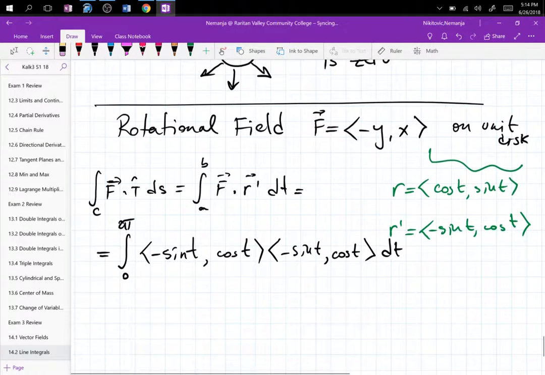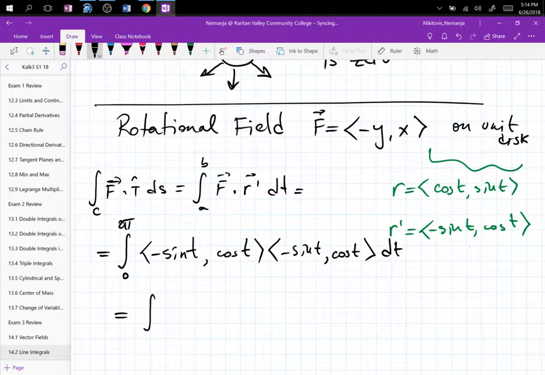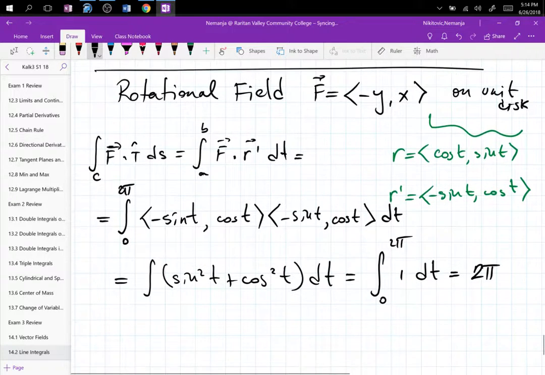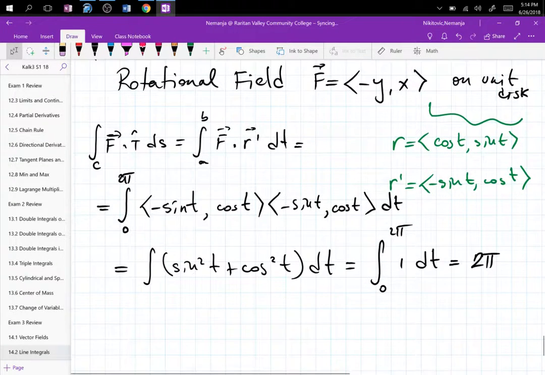Now these two are the same, so when I dot these two, I get sine squared t plus cosine squared t, everything dt, and that's just integral 0 to 2 pi of 1 dt, which is 2 pi. So now we see that for rotational field, we have that circulation is 2 pi.